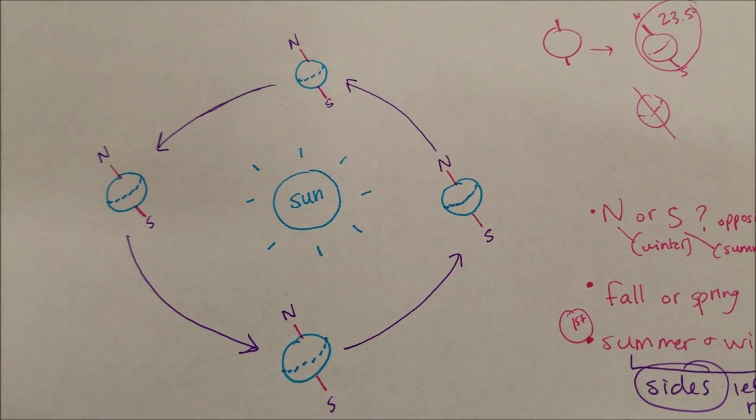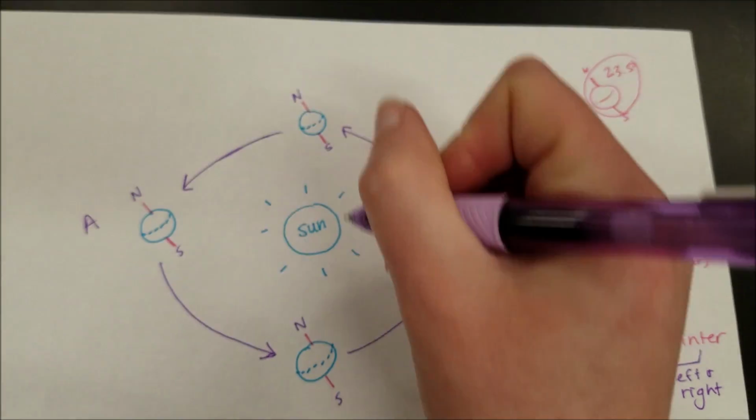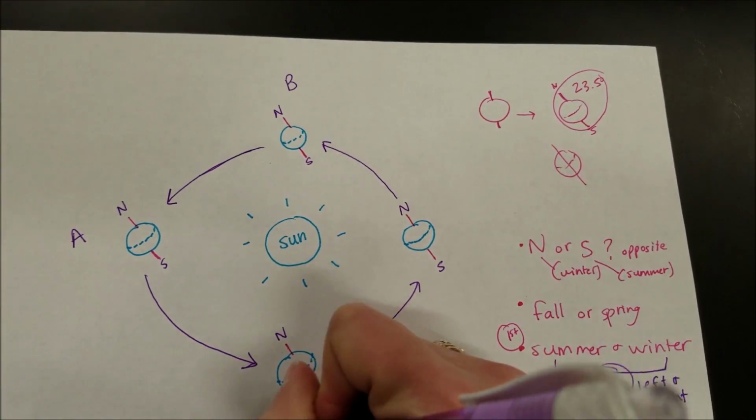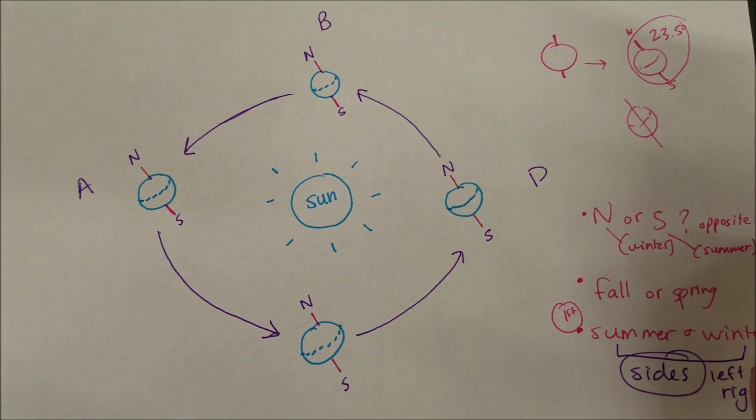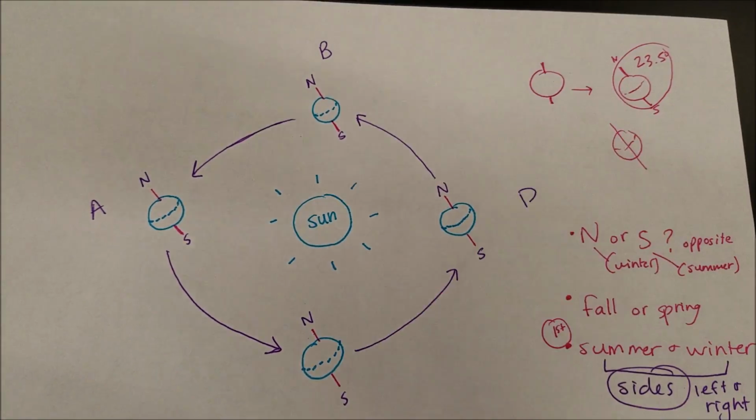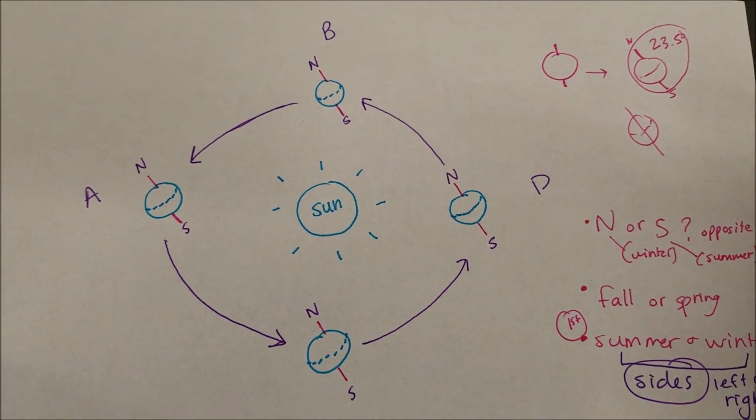So now we're ready. I'm going to go ahead and label these location A. Let's do B up here, C down here, and D right here. I'm doing those out of order on purpose, so you guys don't just follow the order of the letters, but you follow the arrows instead.